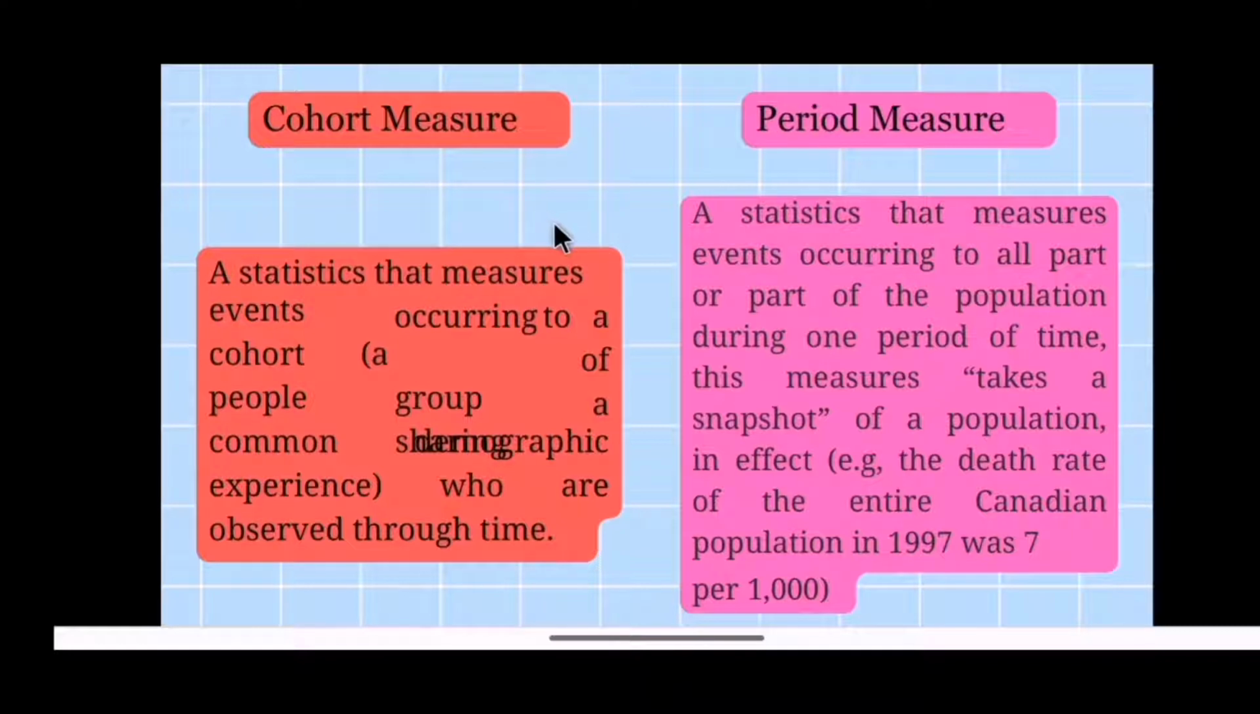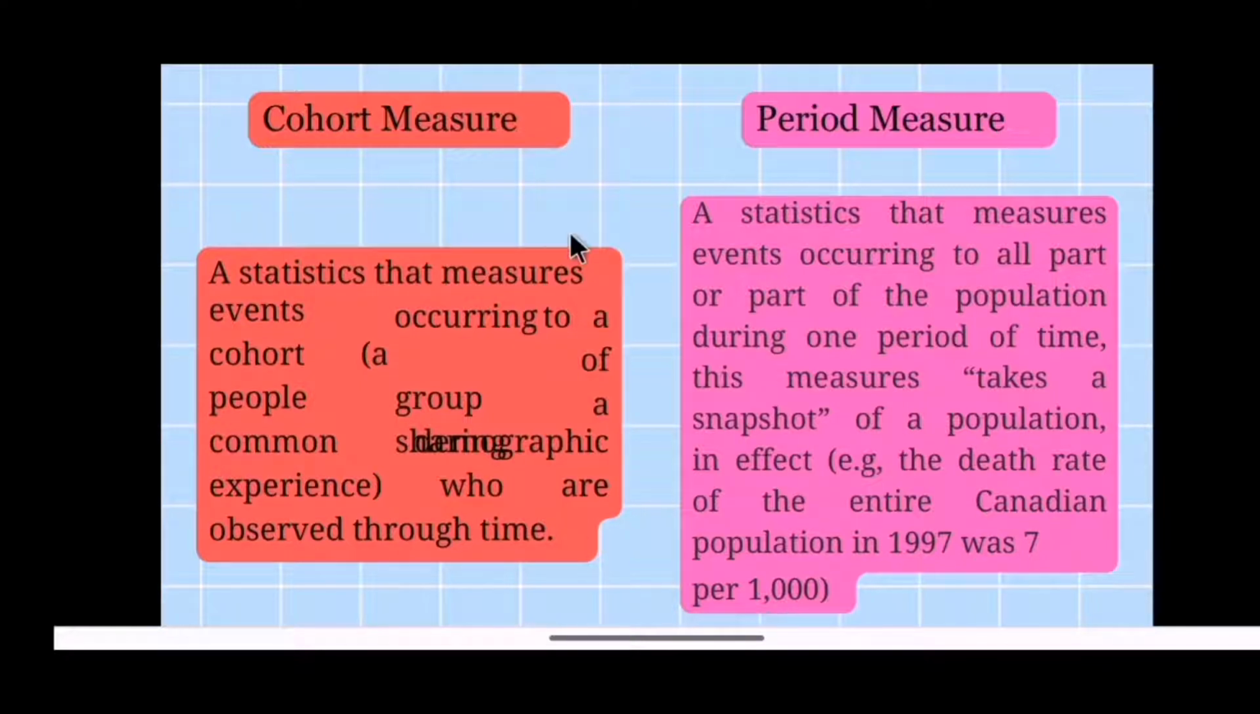And for the period measures, it is a statistic that measures events occurring to all or part of a population during a period of time. This measure takes a snapshot of population in effect. For example, the death rate of the entire Canadian population in 1997 was 7 per 1,000 individuals.